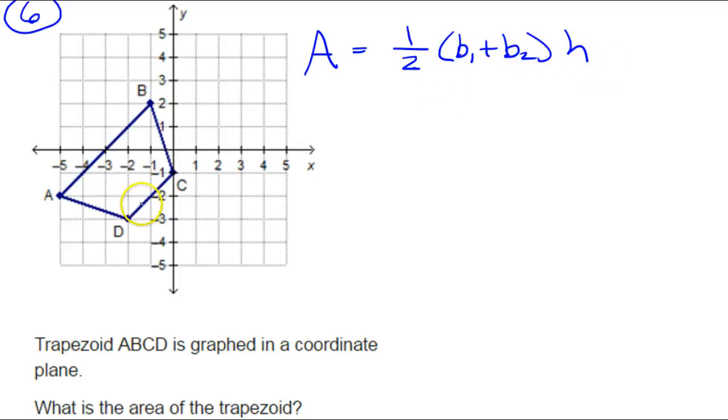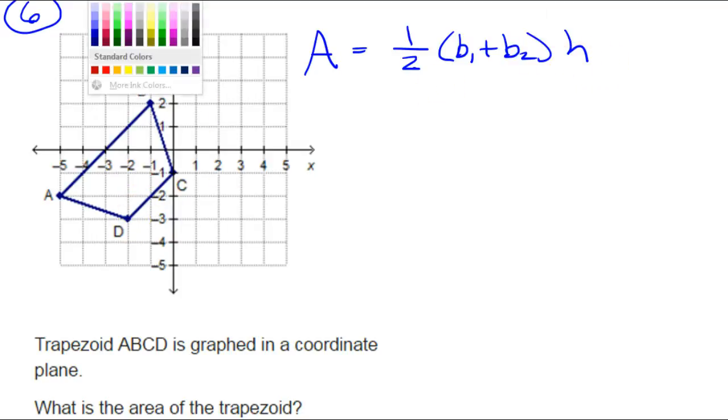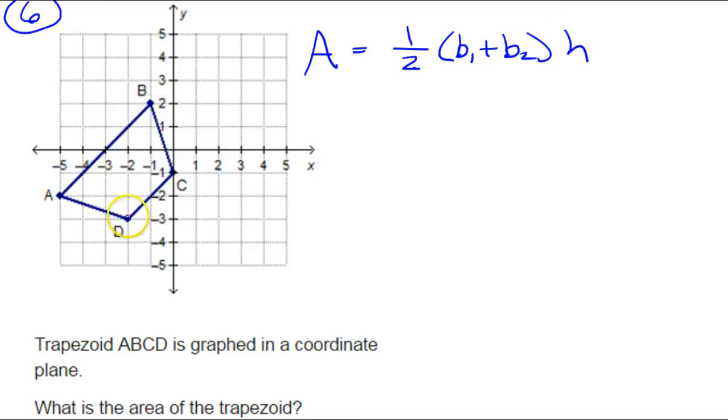The problem is both of my bases are diagonal. I don't have any bases. Neither base is horizontal or vertical. And then the height, it's just a mess. Like the height is going to be slanted, the bases are slanted. So this is not going to be the easiest way to go for this problem.